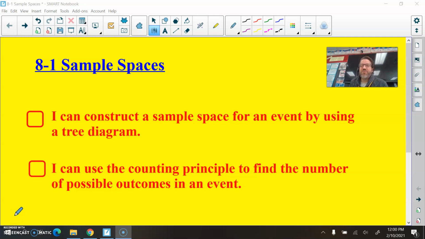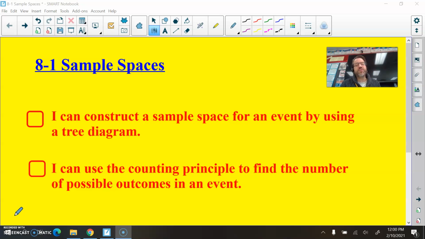Hi everybody, Mr. Wyatt here, and today we are going to start topic 8, and we're going to be learning all about probability and discussing probability in mathematics. And so anyway, today we're looking at topic 8, section 1, sample spaces.